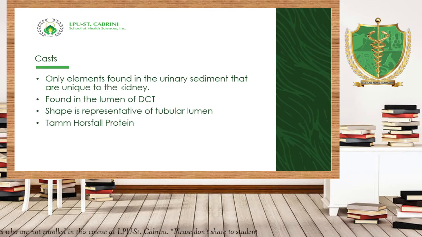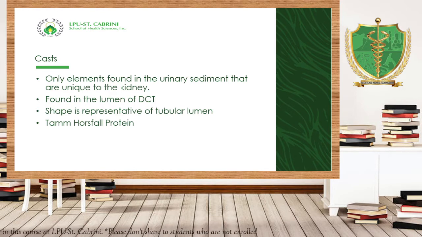Cast is the only element that can be found in the urine sediment that is unique to the kidney. Meaning to say, cast will only be seen in the urine and will only originate from the kidney. That's why the presence of cast is indicative of renal damage.